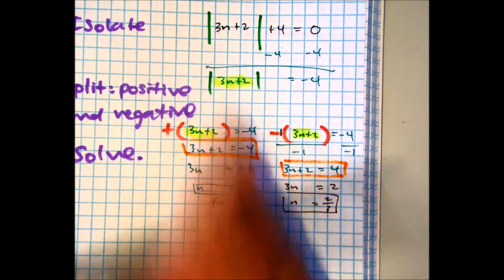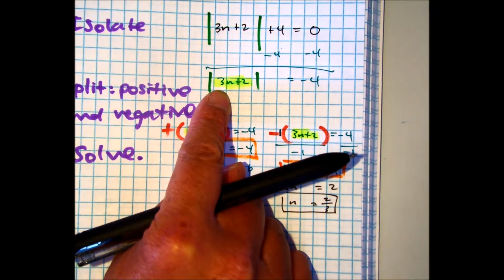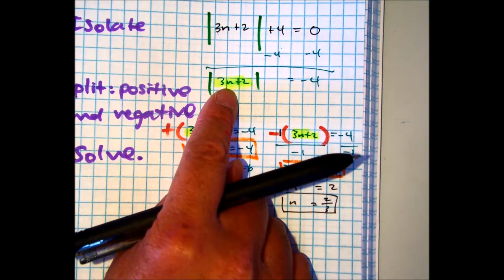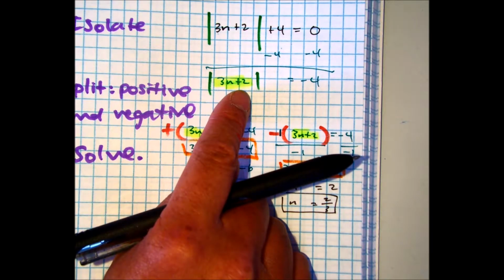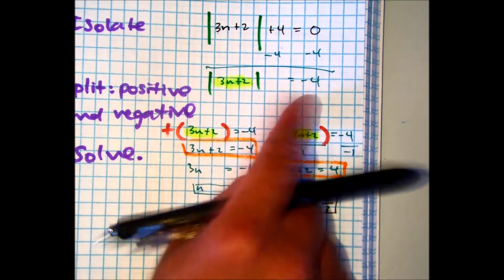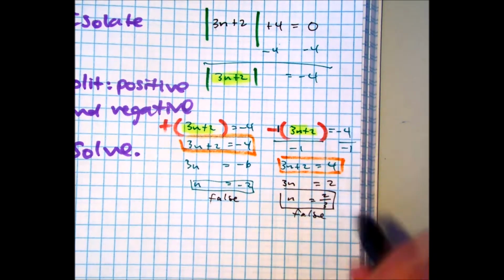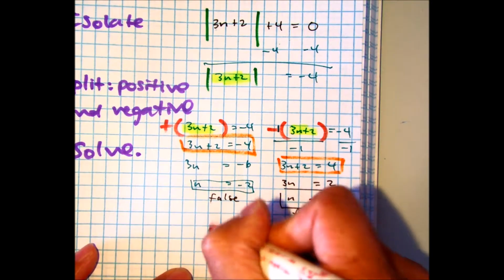2/3 times 3. Just make it 3/1. Multiply across. That's 2. 2 plus 2 is? 4. Absolute value of 4 is? 4. 4 equals -4. True or false? True. Huh? They're both false. The answer is what? No solution.